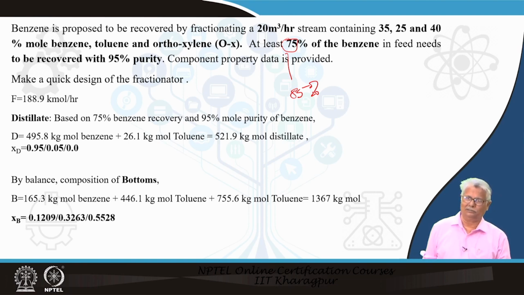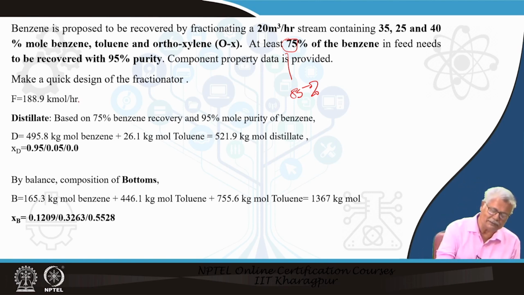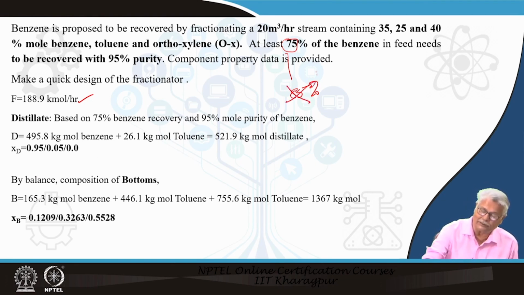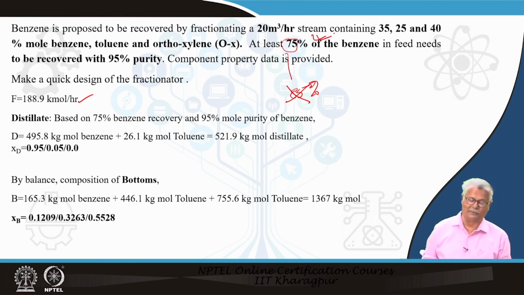We know the feed composition, we know the molecular weights. So, what we find is that my feed is 188.9 kilomole per hour. We simply have found out the composition of the distillate, and we have found the ones here. In fact, I will just make one more correction here, that this is not 85, this is worked out based on 75%. 85% is the problem which was given in the first instance right at the beginning of this particular lecture.